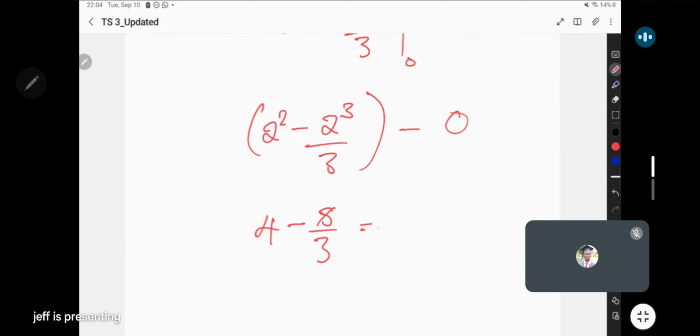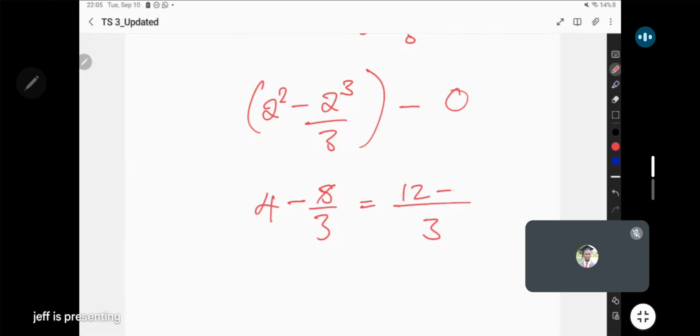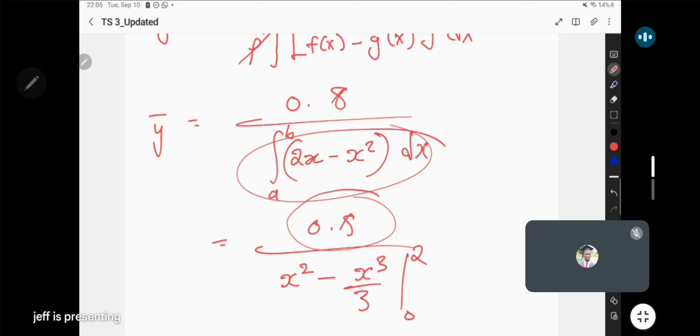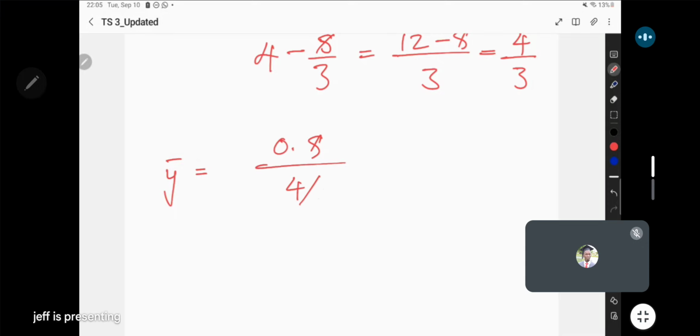So when we simplify this expression, present it as a single fraction over 3, this will be 12 minus 8. This will end up being the difference there, 4 over 3. So this is ending up giving us 4 over 3. Yes, 4 over 3. So we have obtained what the denominator integral is going to be. So now my y bar is 0.8 over 4 over 3.